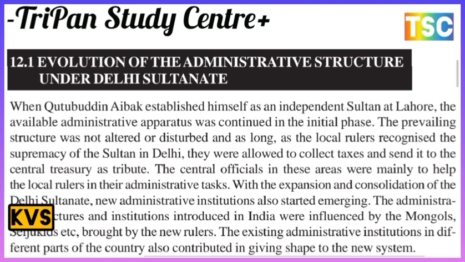With the expansion and consolidation of the Delhi Sultanate, new administrative institutions also started emerging. The administrative structure and institutions introduced in India were influenced by the Mongols and Seljuks, and by the new rulers. The existing administrative institutions in different parts of the country also contributed in giving shape to the new system. The evolution of the administrative structure under the Delhi Sultanate is most important here.